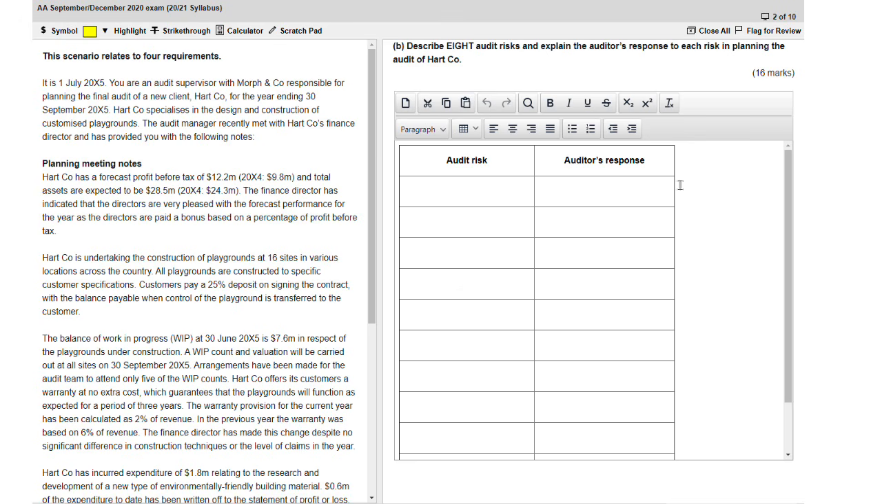So pause the recording. Spend 5 minutes just walking through, looking through, highlighting the words where you think there might be audit risks, and then we'll talk again.